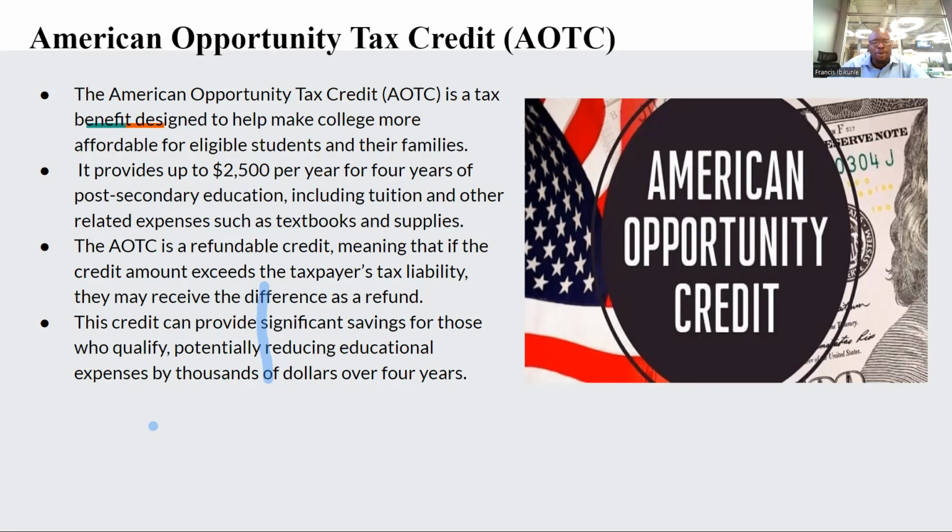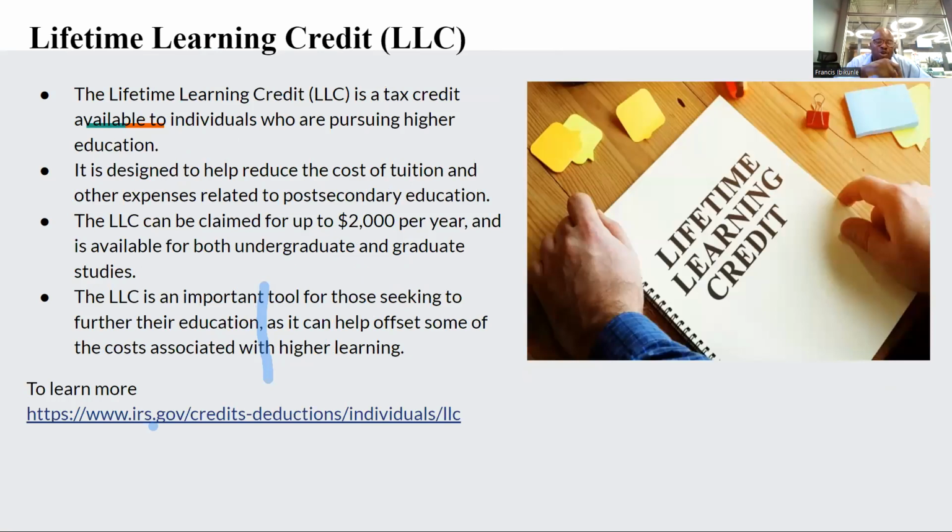The American Opportunity Credit is a tax credit designed to help make college more affordable. It provides up to $2,500 and is another type of credit for four years of post-secondary education, including tuition and other expenses. It is a refundable credit, meaning that if the credit exceeds their tax liability, they may receive the difference.